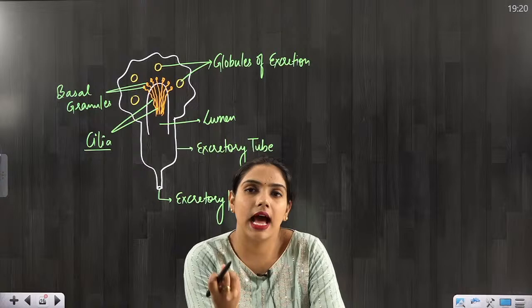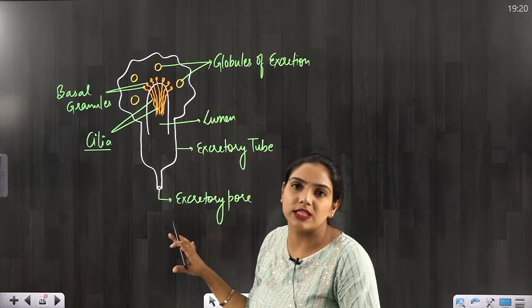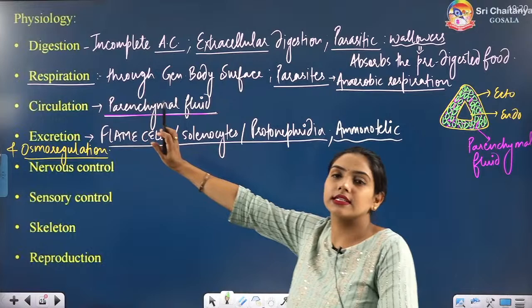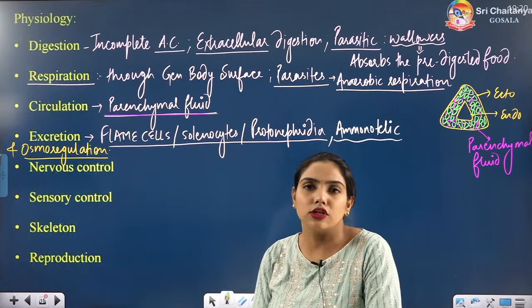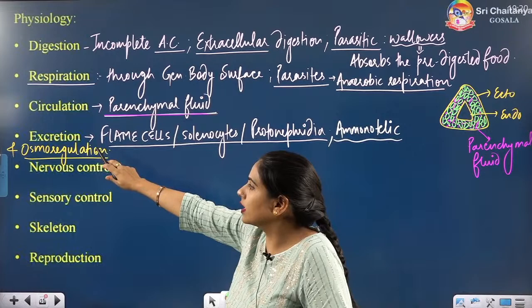But you don't have to remember the structure of the flame cell. You just have to remember that excretion in Platyhelminthes is done by flame cells. If they ask solenocytes or protonephridia, that is also correct. But the important name is flame cells, and they are doing excretion as well as osmoregulation.